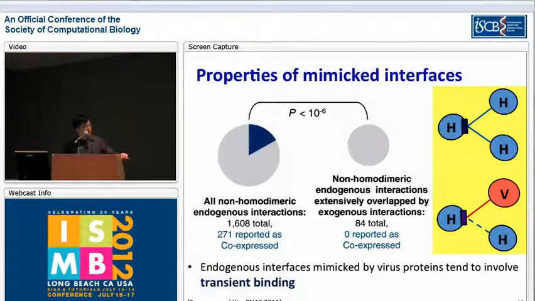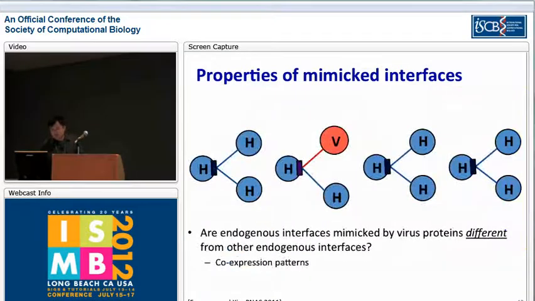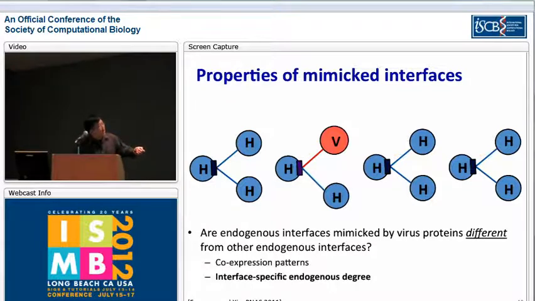So here I put the dashed line to represent the transient interface, whereas compared to human, a lot of the human interfaces are not transient. They're stable interfaces. So the other question we can ask is, what about other properties? This is the virus target interface. We can count the number of other human proteins which target this particular interface. In this case, for example, there is one here, whereas we can compare this to the interface-specific degree for other human interfaces. In this case, there are two. So we can do this calculation.